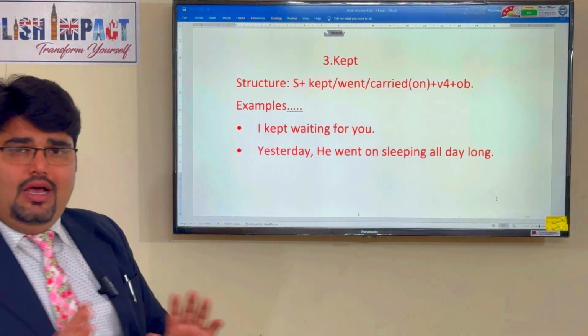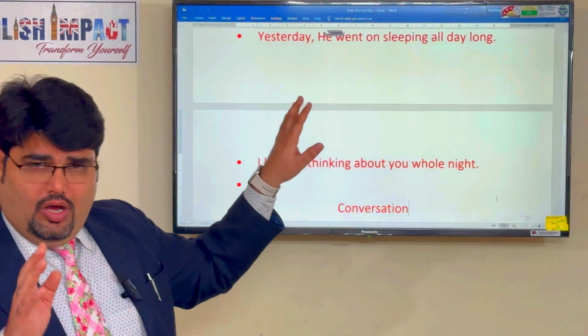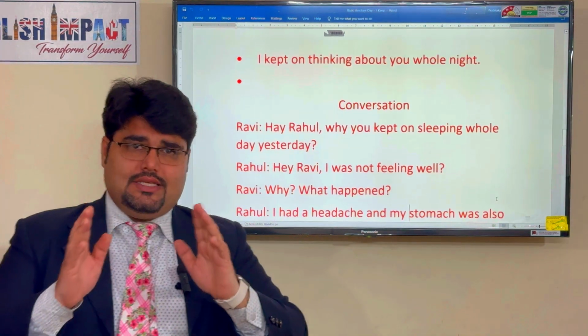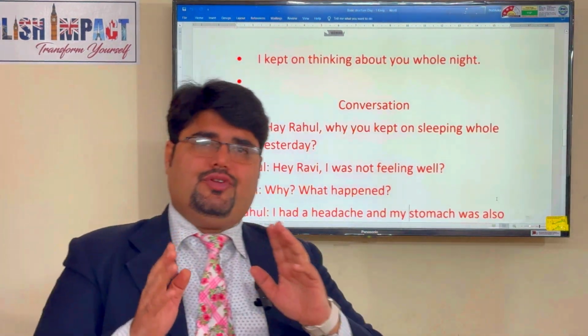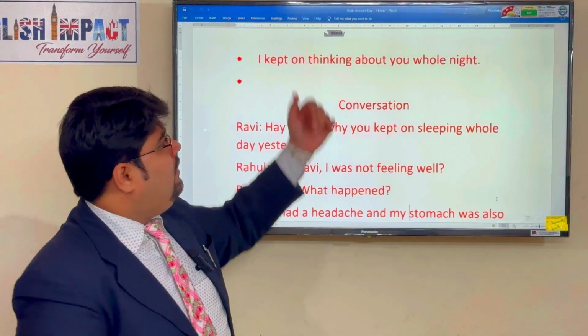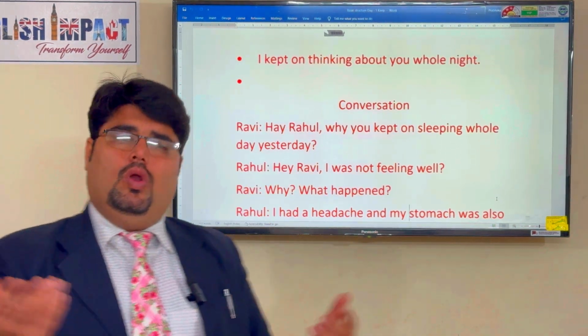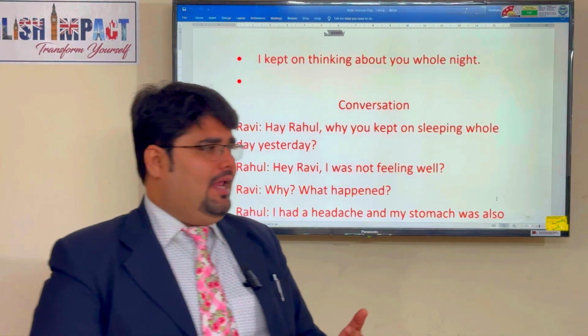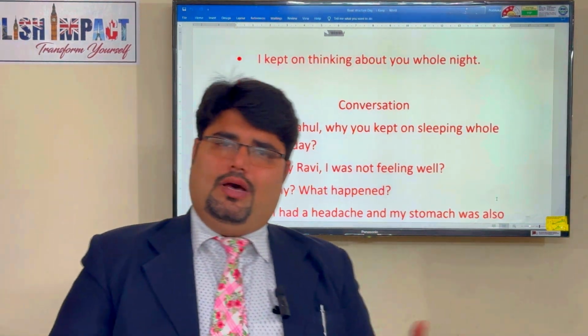Oh, is it clear? Are you getting the point? Or is there any problem? How do you understand it? We are using kept in the past tense. करता रहा. I kept on thinking about you all night. मैं पूरी रात तुम्हारे बारे में सोचता रहा.